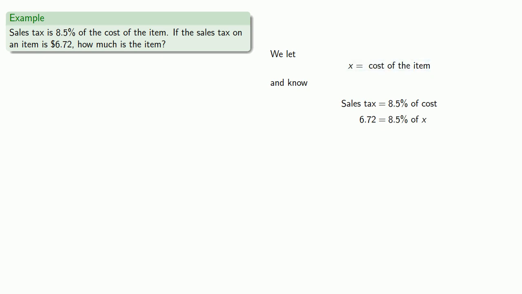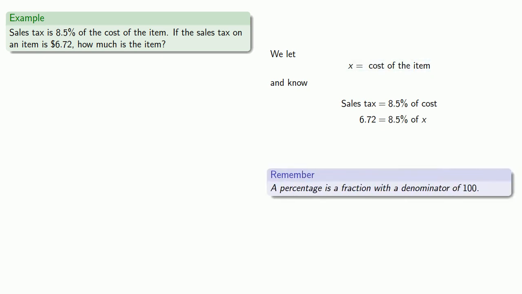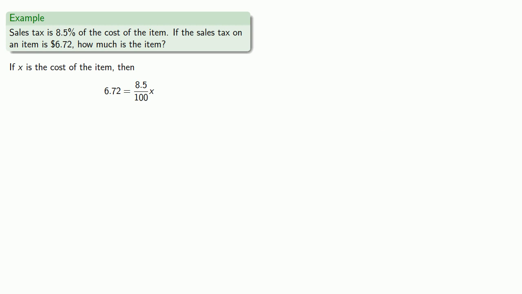And remember, a percentage is a fraction with a denominator of 100. So this 8.5% is really the same as 8.5 over 100. And we'll multiply that by x to get our 8.5% of x. And so our equation is 6.72 equals 8.5 over 100 times x. And now we have both fractions and decimals.